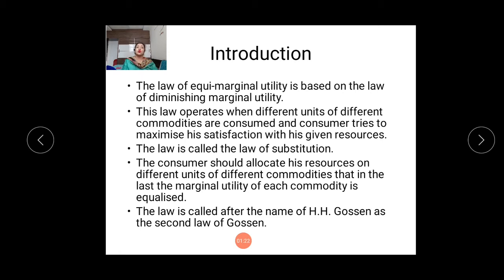Now what is the law all about? It says that the consumer should allocate his resources on different units of different commodities so that, in the end, the marginal utility of each commodity is equalized. We will understand this with the example that we'll discuss in this class.